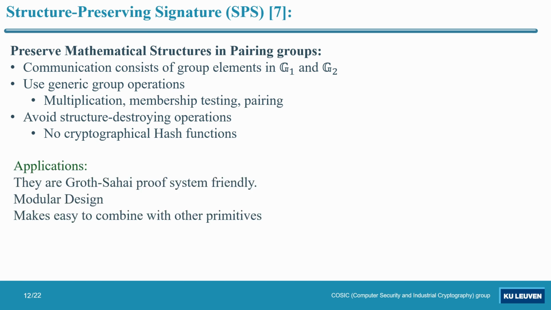The main application for structure preserving signatures is that they are Groth-Sahai proof system friendly and they are easy to combine with other primitives. And it is our main motivation for taking them into account.